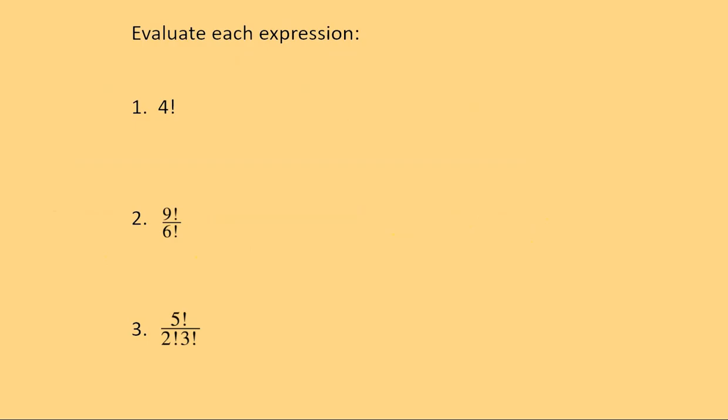Let's evaluate each expression. In the first example, we have 4 factorial. Well, we just learned that 4 factorial equals 4 times 3 times 2 times 1. We can put that in our calculator, 4 times 3 times 2 times 1, or we can put 4 factorial in our calculator. And I will link my video on how to put factorial in your calculator down below in the description. So if you do 4 factorial in your calculator, you will get 24.